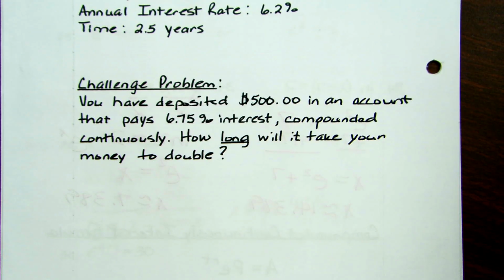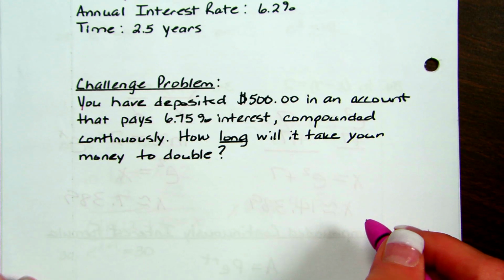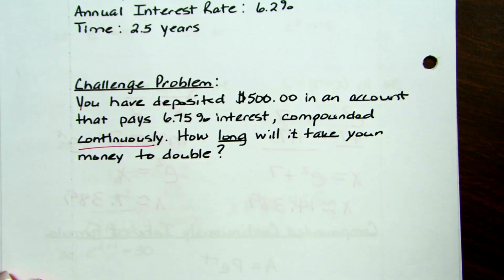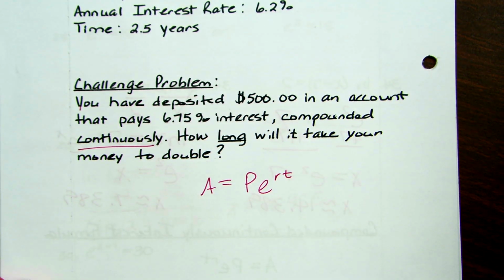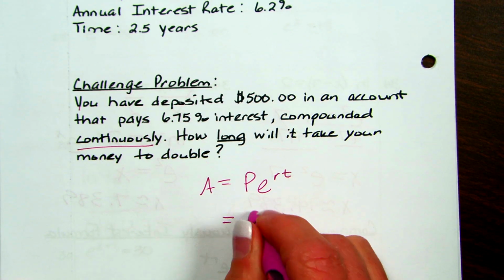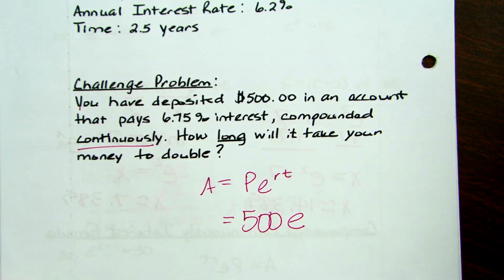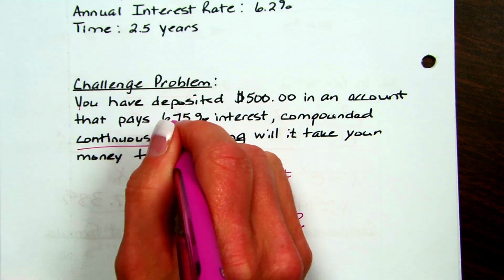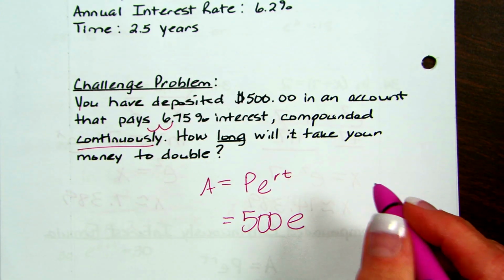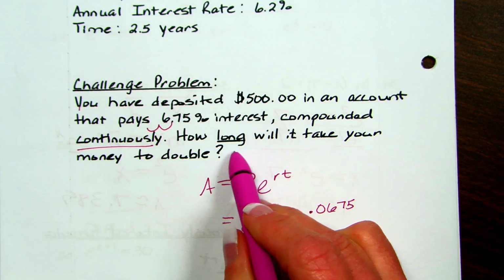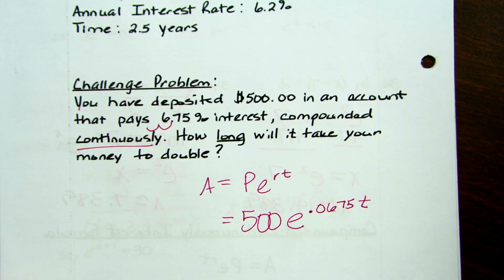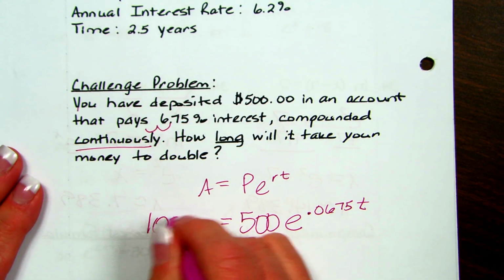And then here was a challenge problem that I gave you. So the fact that it says continuously means that I'm going to use A equals P times e to the rt power. You've deposited $500 in the account, so that is P. Remember, e is e. It's not a variable. The interest rate it's paying is 6.75%, so that would be 0.0675. And it wants to know how long, so that means I'm looking for t, for the money to double. So what's going to be in the account if the money is doubling? Well, if you're putting in 500, double means 1,000.